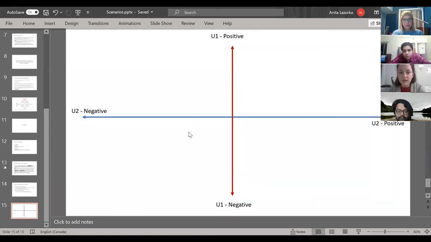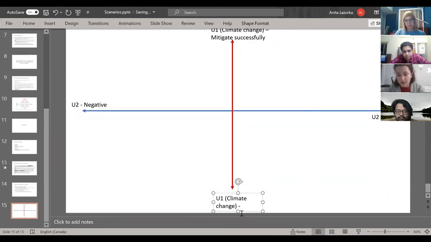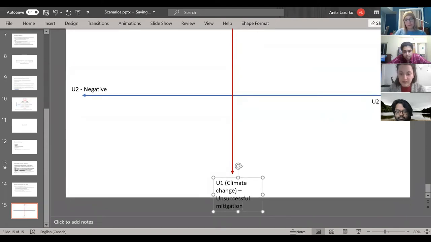We have U1 is climate change, and we say we mitigate successfully, so we are not dealing with many impacts. U1 negative would be climate change: we do not meet the Paris Accord agreements across the board. Sorry, these labels are a little all over the place.